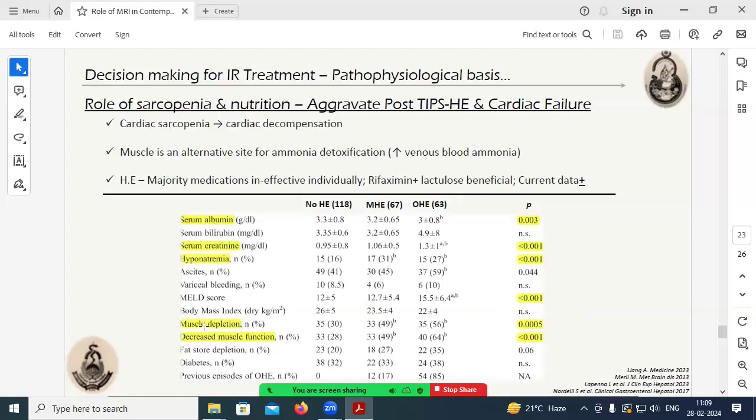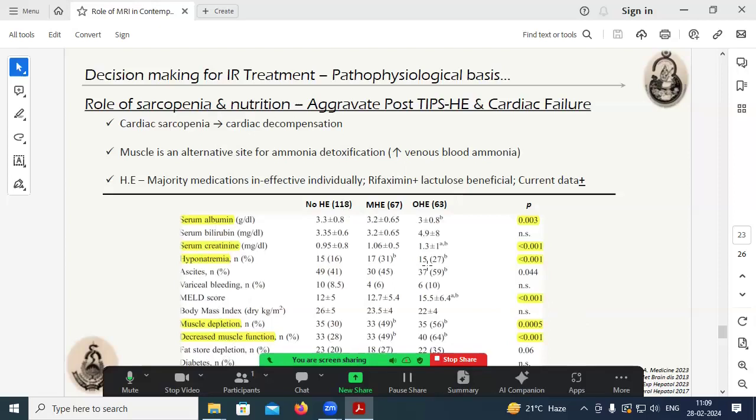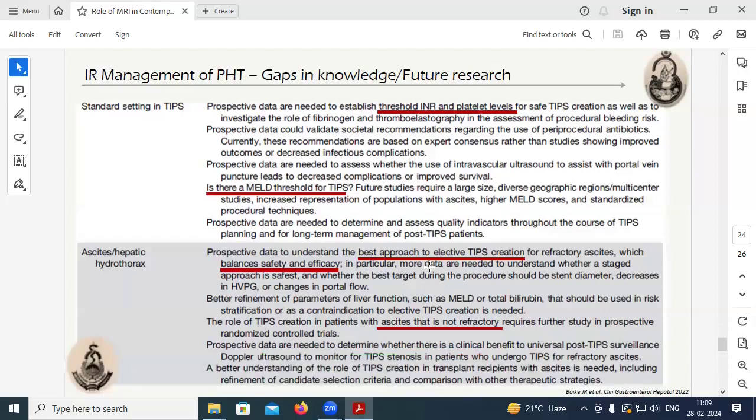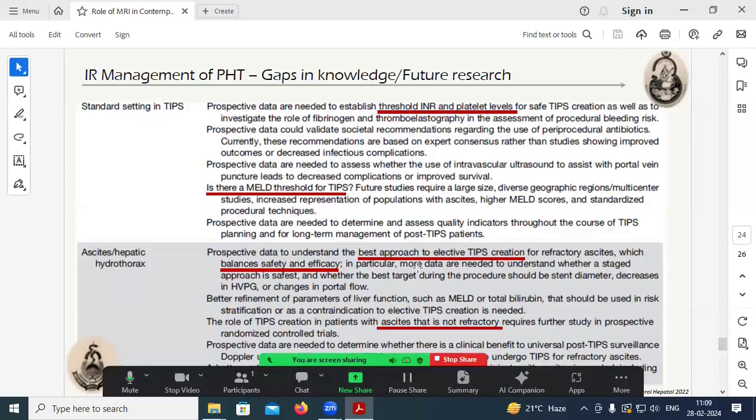So this is one article in which they have shown that factors like serum albumin, hyponatremia, muscle depletion, and muscle mass function, all these things, in patients who have low values, are associated with high chances of having overt and mild encephalopathy. So friends, I think this is just a basic concept which we were discussing about how to evaluate patients when we are planning an intervention for portal hypertension. But with all this research and all this body of data which is already there, still a lot has to be done. A lot of research has to be done in each aspect.